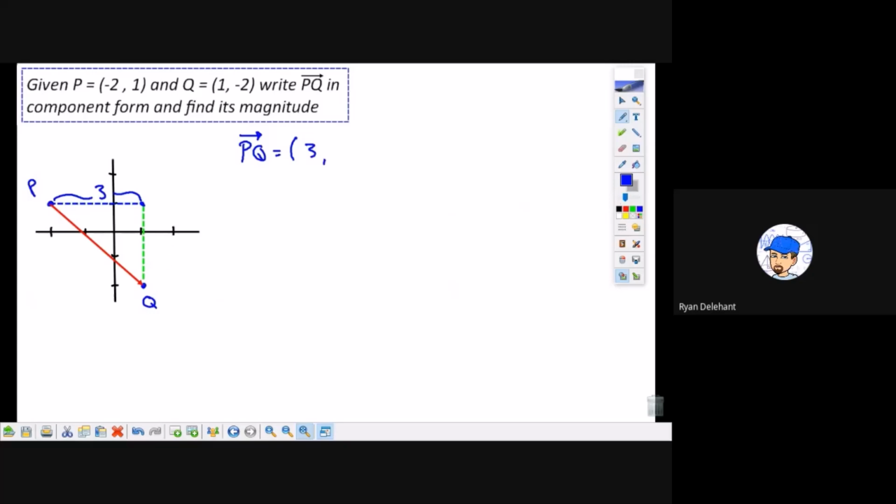Well, first off, is it going to be positive or negative? What do you think? We're right here now. Are we going down or are we going to go up? We're going to go down. So that's got to be negative. And how far down? 1, 2, 3. So that one's also -3.